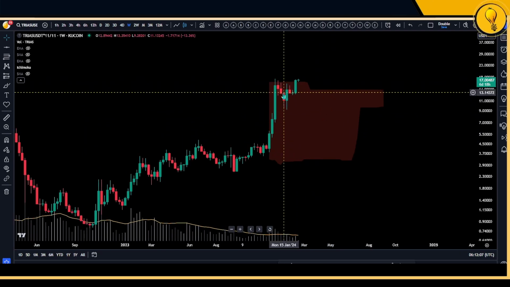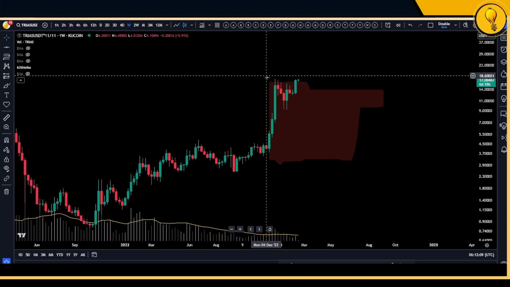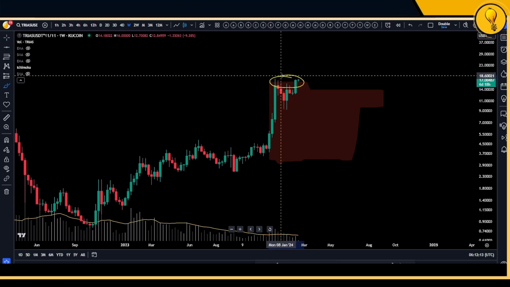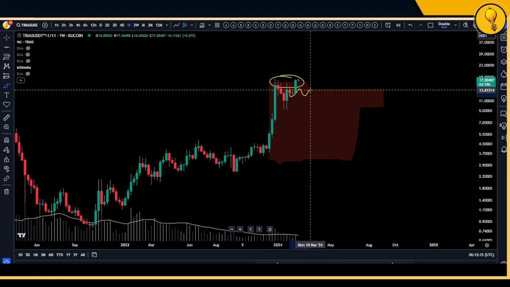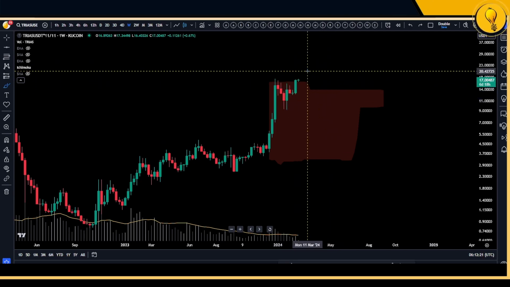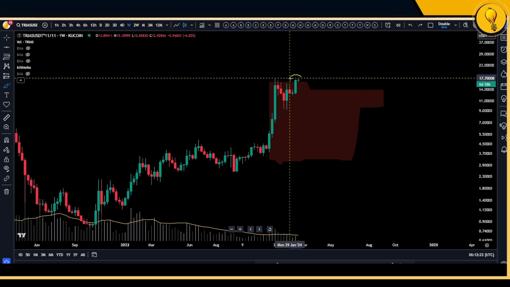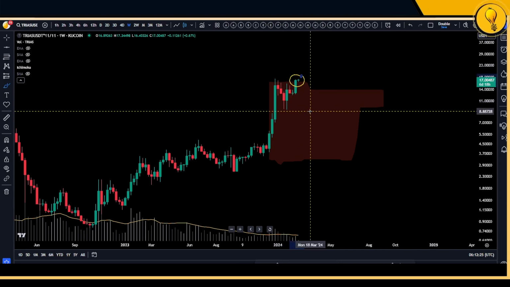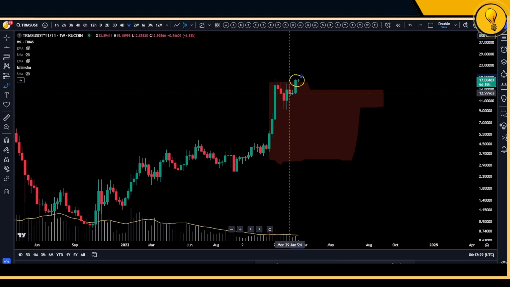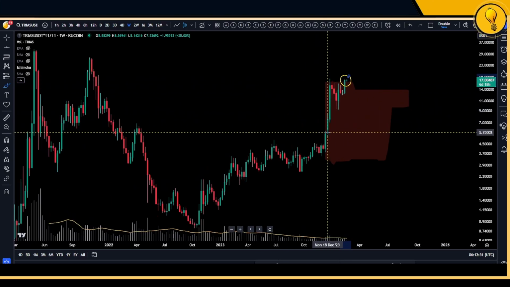I've been waiting patiently for Trias to clear the top of the cloud, either at this zone over here or consolidate a tad bit more and break out from somewhere around here. But what do you know? Trias decided to show strength and break out early. I am liking the look of this, and as long as Trias is living above the cloud, I'm going to be expecting further continuation to the upside.